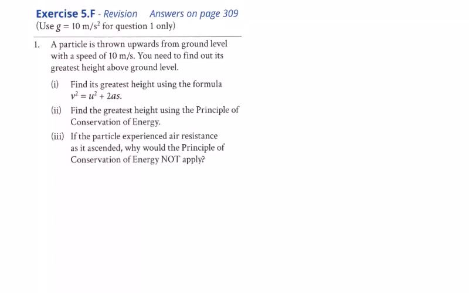Here we have the start of the revision exercises. Chapter 5, a particle is thrown upwards from ground level with speed of 10. And we have the need to find out its greatest height. And it's telling us to use this formula, v squared is equal to u squared plus 2as.